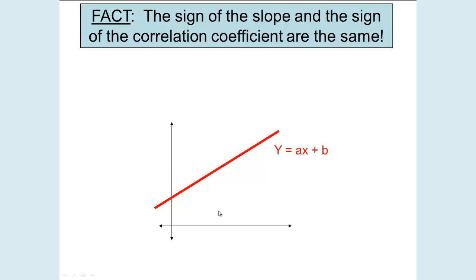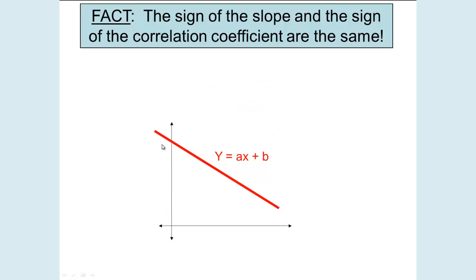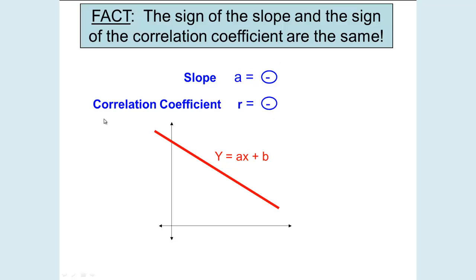Now, again, the sign of the slope and the sign of the correlation coefficient are the same. So if the slope A is positive, we also know that the correlation coefficient R is positive. And our equation will be y equals AX plus B, where A will be our slope. And in a negative sloped line, if slope A has a negative sign, then our correlation coefficient R will also have a negative sign.